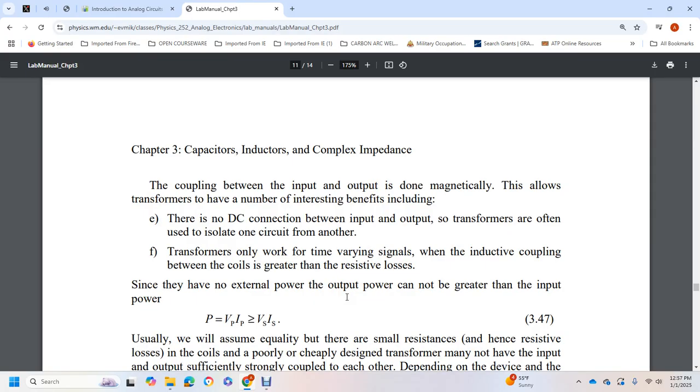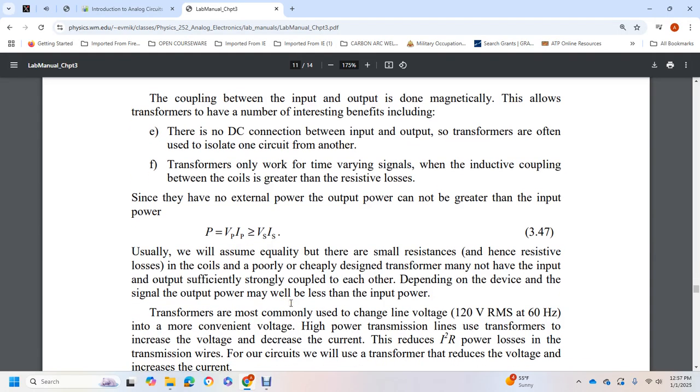Transformers only work with a varying signal, when the inductive coupling between the coils is greater than the resistive loss. Since there is no external power source, the output power cannot be greater than the input power. Power is equal to voltage times current. Usually we assume small resistance in the coils, but in a poorly designed transformer the input and output are not strongly coupled to each other, so the output power will be less than the input power.